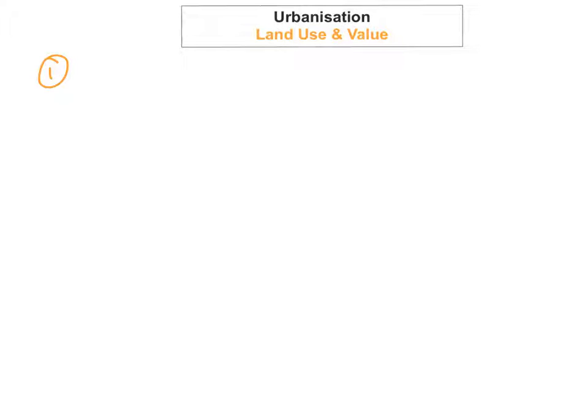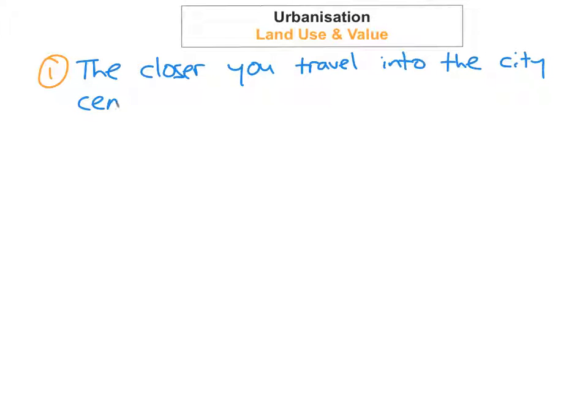Okay, so the first point is that the further you travel into the city, the value or the price of the land increases. So the closer you travel into the city centre equals the higher the land price. Okay, so the closer you travel into the city centre, the higher the land price is. So the more expensive it is.